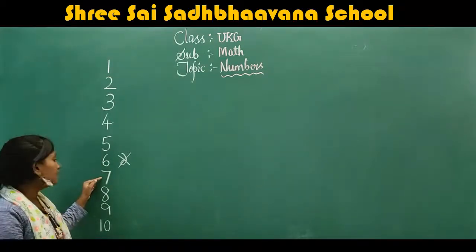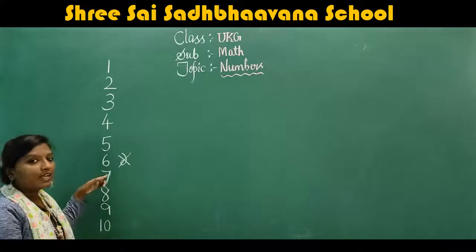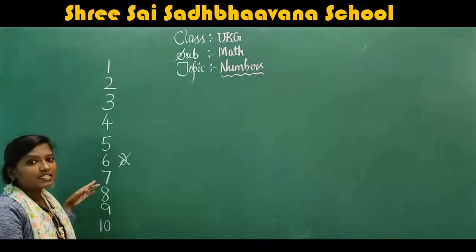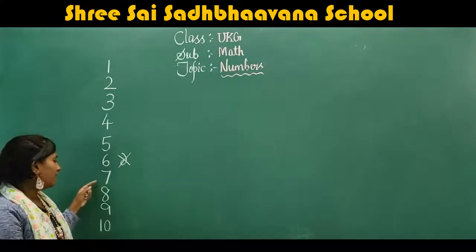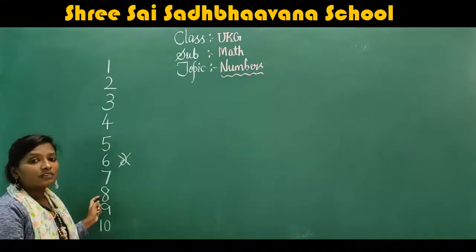Then how to write number 7? Yes, one slipping line and left slanting line. Next number 7. And next, after 7, number 8.